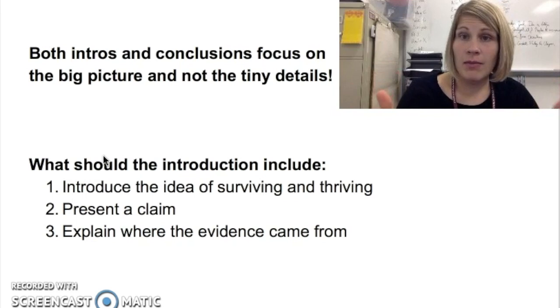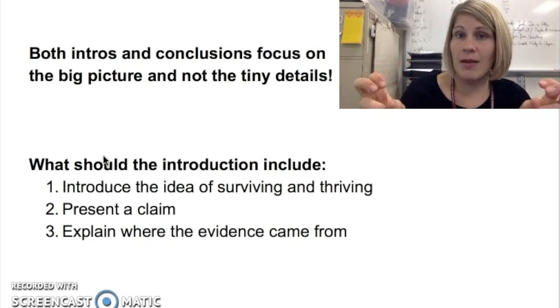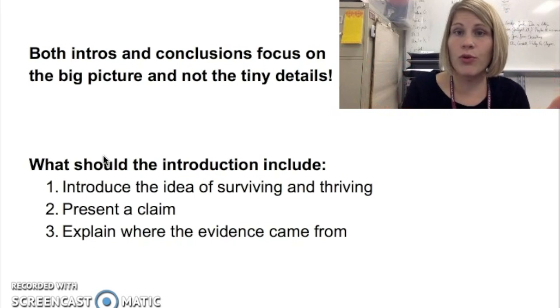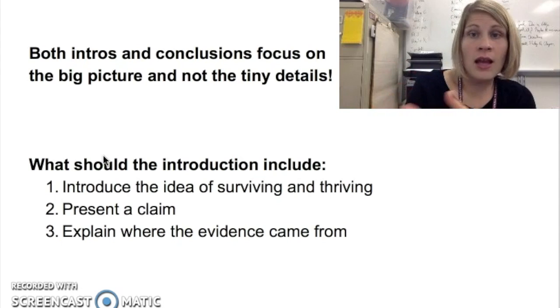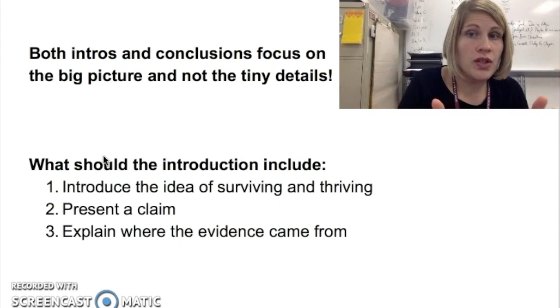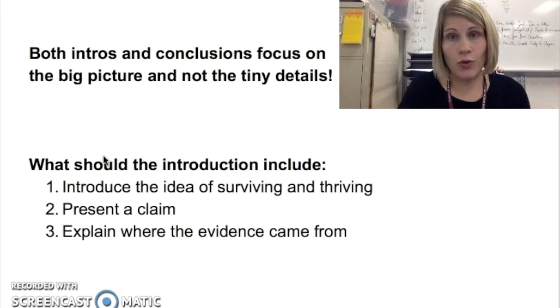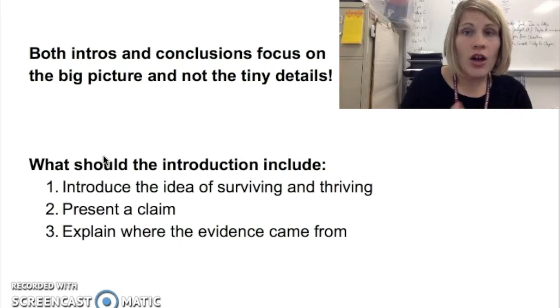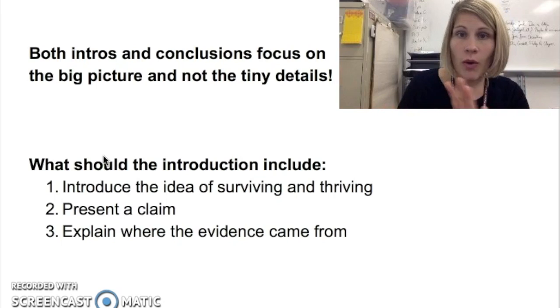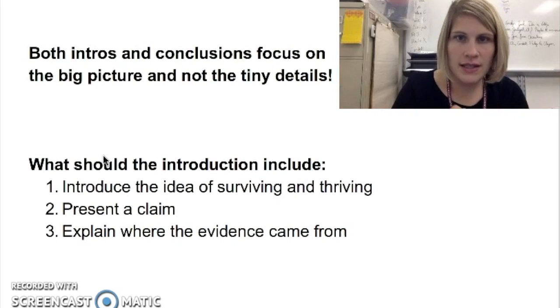Then you're going to present your claim. That claim is your thesis statement. It's what your whole essay is proving, okay? Your claim is going to be that either A, Bud uses his rules to help him thrive, or B, Bud uses his rules to help him survive. It's either A or B. There's no other claim you could be making for this essay.